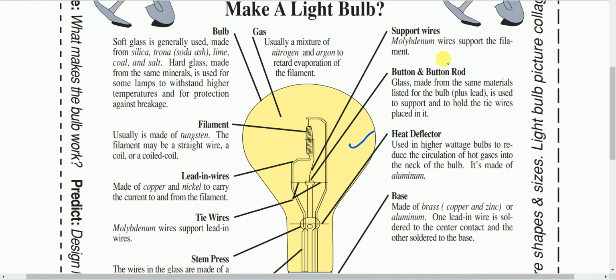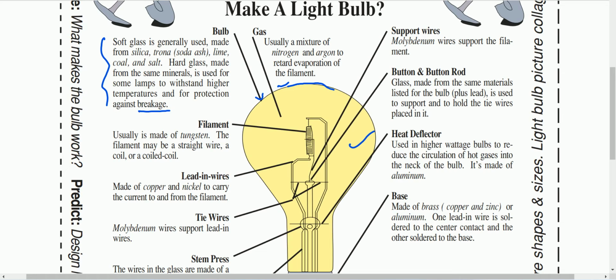So this is the bulb. Just see this arrow. Soft glass is used for the bulb here. Soft glass is generally made from silica, trona, that is soda ash, then lime, coal, and salt. Hard glass made from the same minerals is used for some lamps to withstand higher temperatures, for protection against breakage. We use soft glass as well as hard glass.